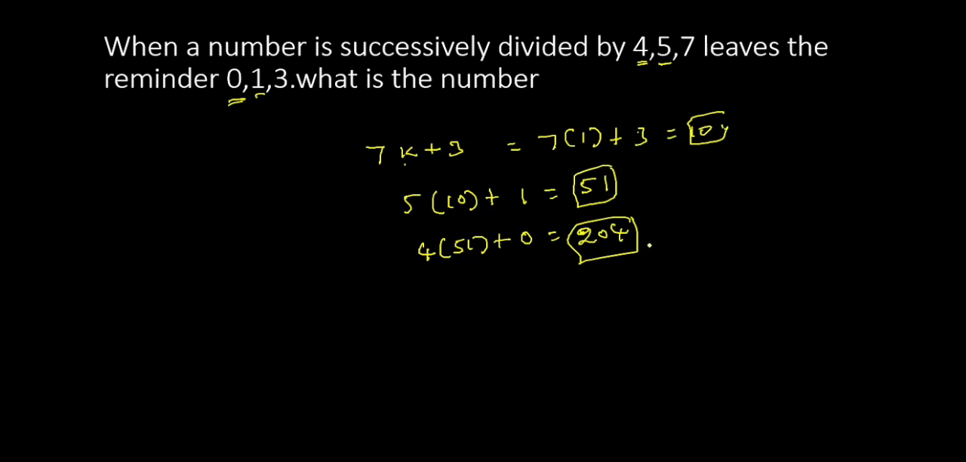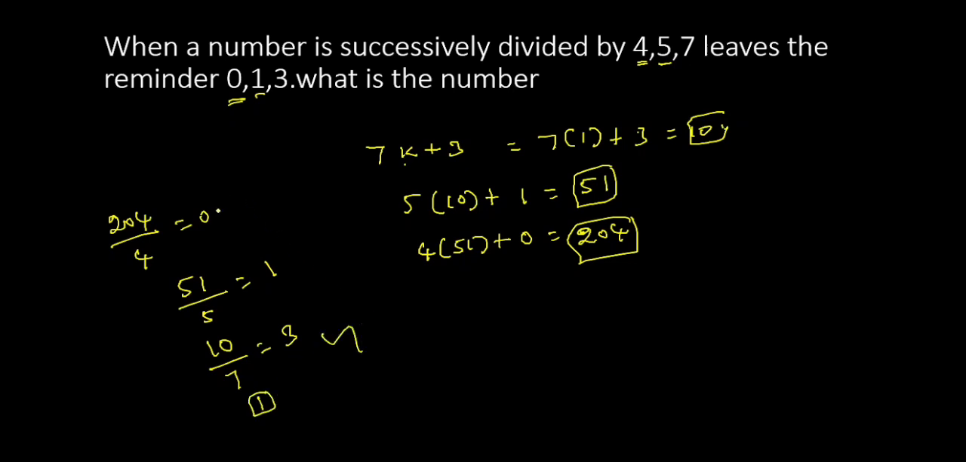Now how will you cross verify this answer? Take this 204, first divide it by 4. The remainder is 0 and the quotient will be 51. Now divide this 51 by 5. The remainder is 1 and the quotient will be 10. Now take this 10, divide by 7. The remainder will be 3 and the quotient will be 1. So the answer is right. When we divide by 4, the remainder is 0. When we divide by 5, it is 1. And when we divide by 7, it is 3. So obviously the answer is right.